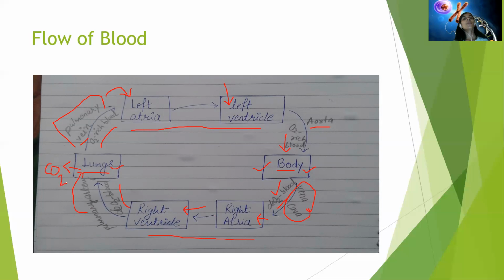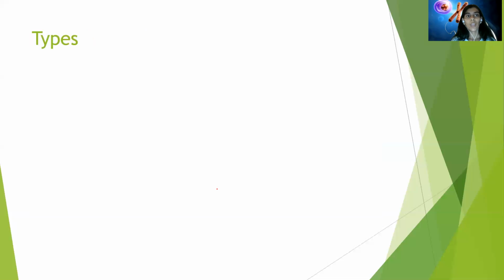So this is the simplest way the blood flows through the different chambers with the help of the blood vessels, whether it is the aorta, vena cava, pulmonary artery, or pulmonary vein. With this we can see there is a complete flow of blood between the lung and heart, and between the body and heart. With this we have two types of circulation.